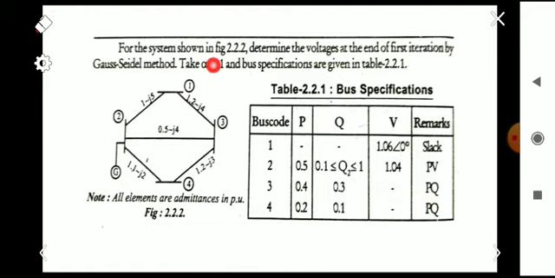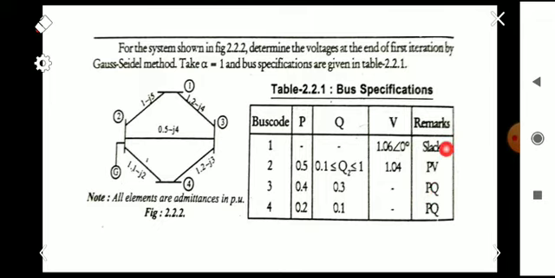For the system shown in the figure, determine the voltages at the end of the first iteration by the Gauss-Seidel method. Take alpha equal to 1, and bus specifications are given in the table. This is our system, and from the figure itself we understand that there are 4 buses, 1, 2, 3 and 4, and the parameters of the buses are given in the table.